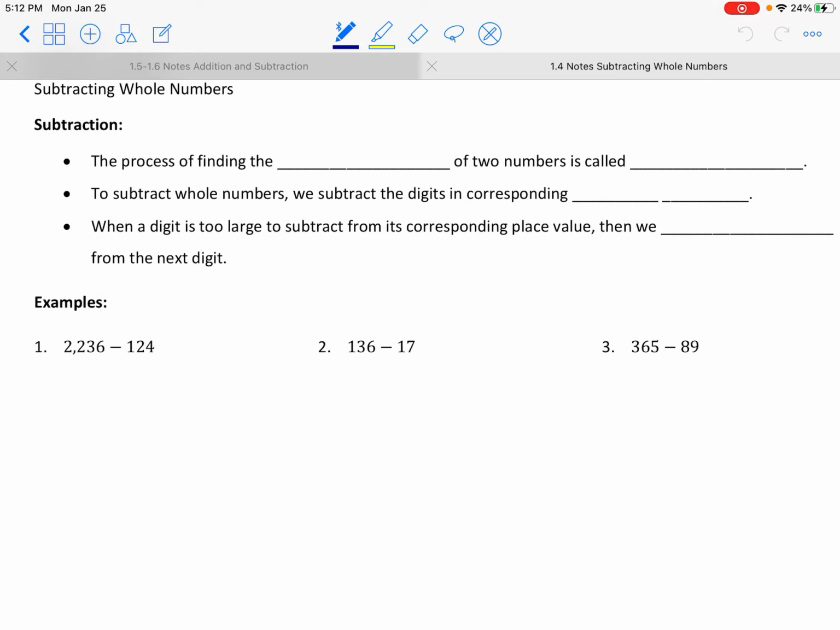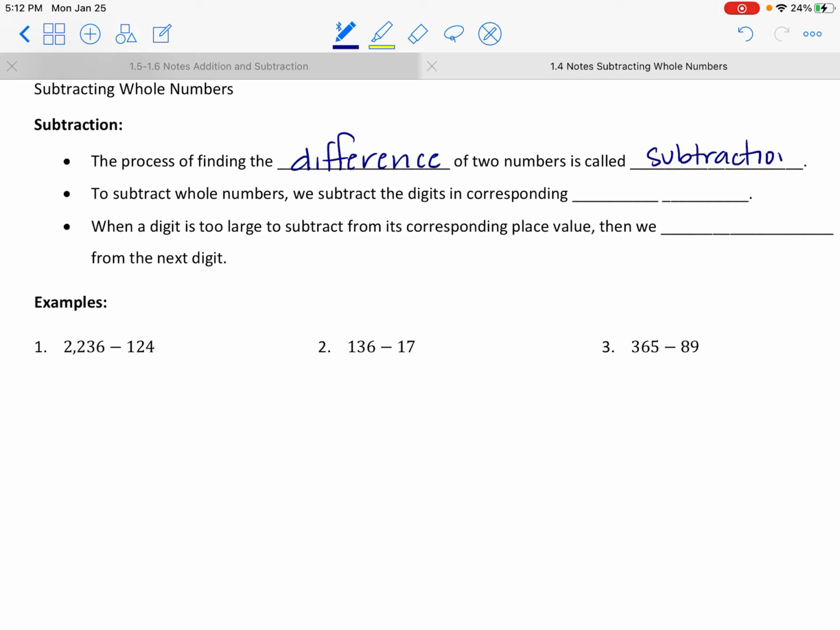Subtraction is the process of finding the difference between two numbers. How far apart are two numbers, for instance, on a number line? So the process of finding the difference between two numbers we call subtraction.